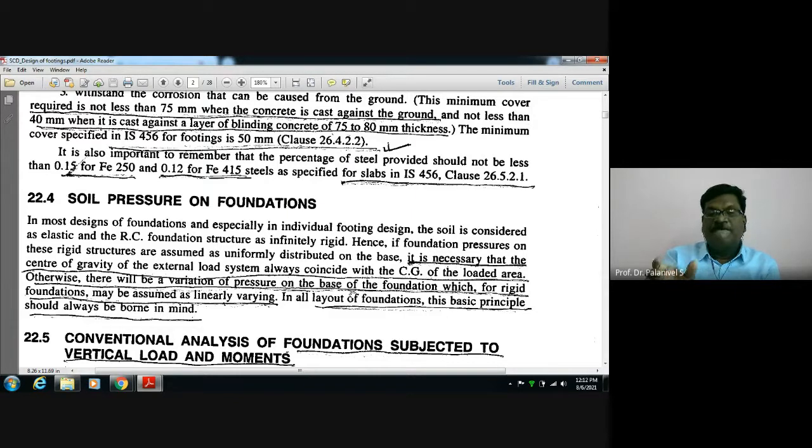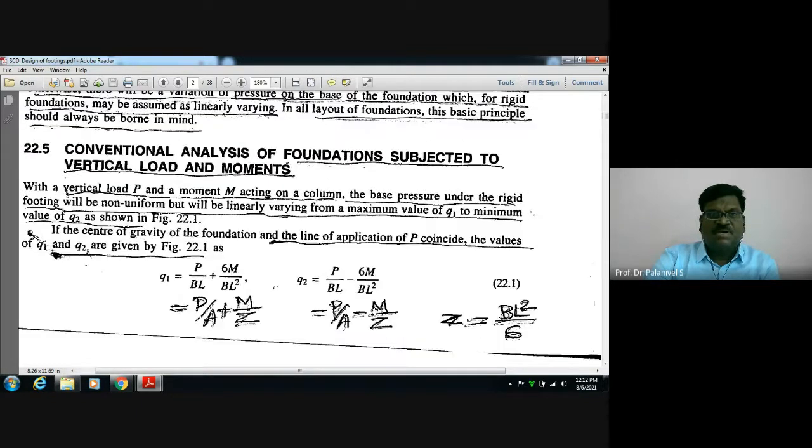So that is why there is going to be linear variation of pressure beneath the soil, due to the moment acting on the column. In all layouts of foundation, this basic principle should always be kept in mind. Next, conventional analysis of foundation subject to vertical loads and moments. So how do you get that linearly varying pressure beneath?